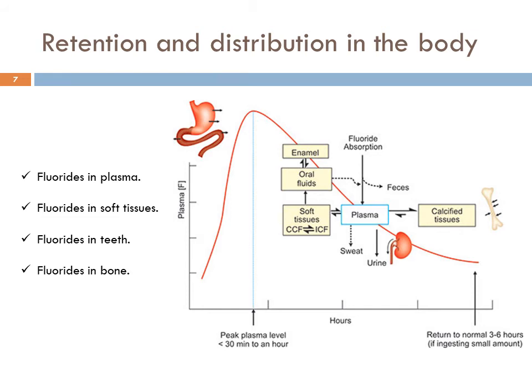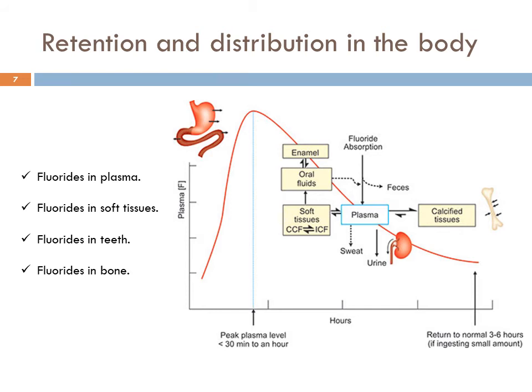So when fluoride is absorbed by the body, it will be distributed in the body and reach the peak plasma level after 30 minutes. After that it returns to its normal level after 3 to 6 hours. During this period it will be distributed to various body parts, as we mentioned before. It is a calcified tissue seeker, with 90% of the fluoride in the plasma going to the bone, including teeth and other calcified tissue.